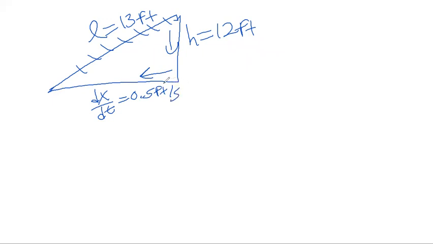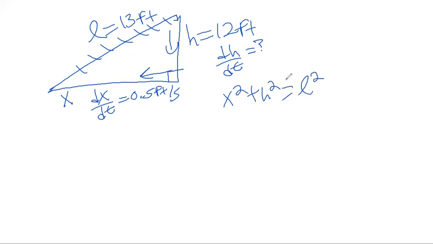They want us to figure out what the change in height over time, dh/dt, is. If you notice, this makes a right triangle, so we can use the Pythagorean theorem. This side will be x. The Pythagorean theorem in this case would be x squared plus h squared equals L squared. We don't know what x is, but we do know h is 12 and L is 13. This is a special right triangle, 5, 12, 13, so x is going to have to be 5 feet.